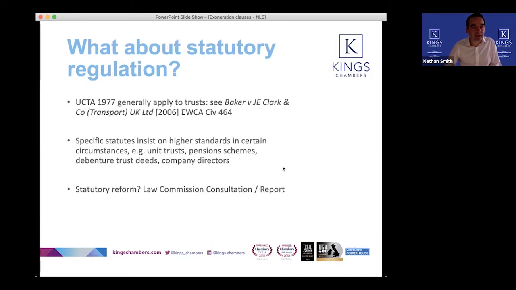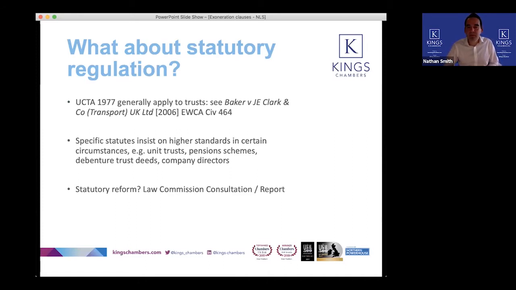So what sort of regulation is there? I suppose that's the next question, because if there is scope to exclude the duties of a trustee to such an extent, you might think that there'd be some statutory limit on it. Well, the Court of Appeal considered whether UCTA 1977 can apply to trusts and decided that it doesn't. And that's the case of Baker and Clark, a 2006 case.